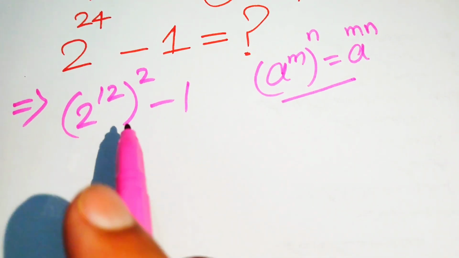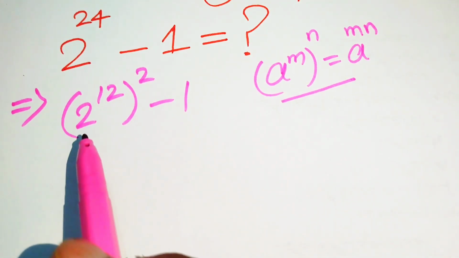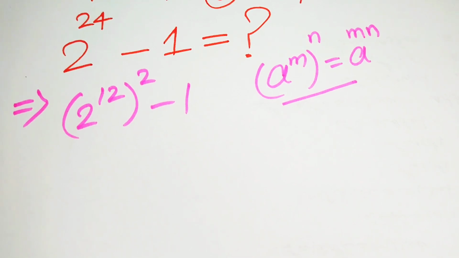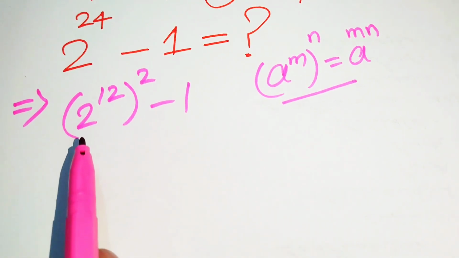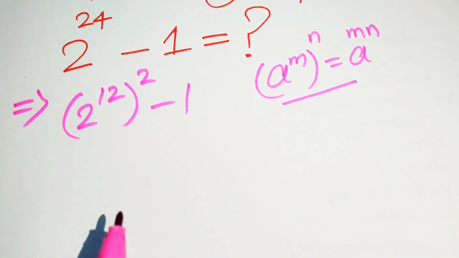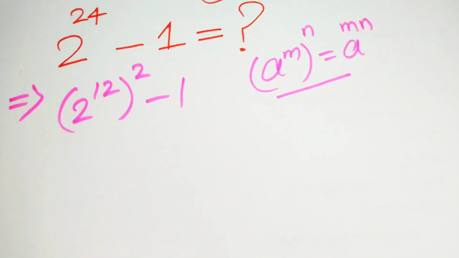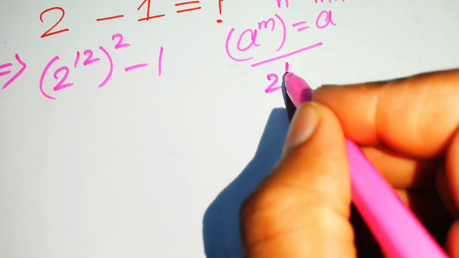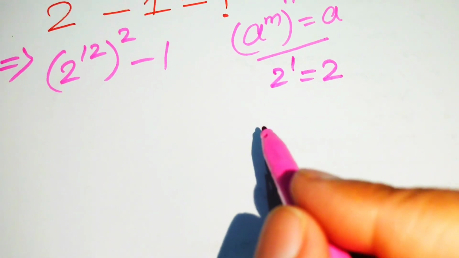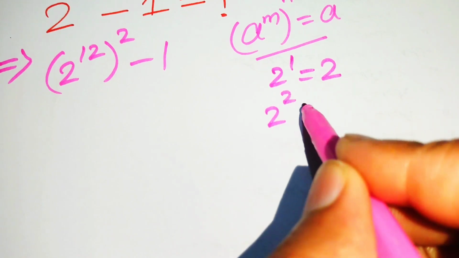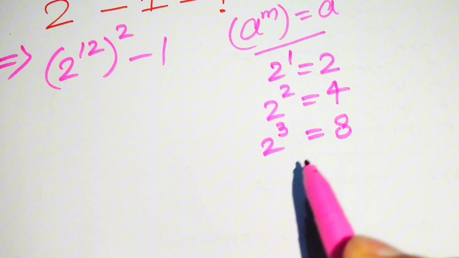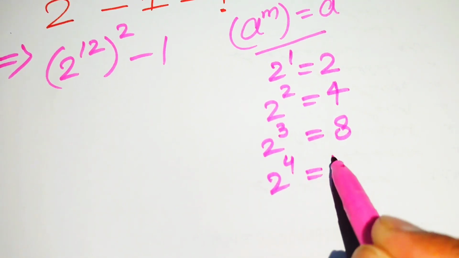So now in the next step, our main target is to find the value of 2 to the power of 12. In this question I will show you a very nice trick with which you can easily find the value of 2 to the power of 12 without using the calculator. You know that 2 to the power of 1 is equal to 2, 2 to the power of 2 equals 4, 2 to the power of 3 equals 8, 2 to the power of 4 equals 16.